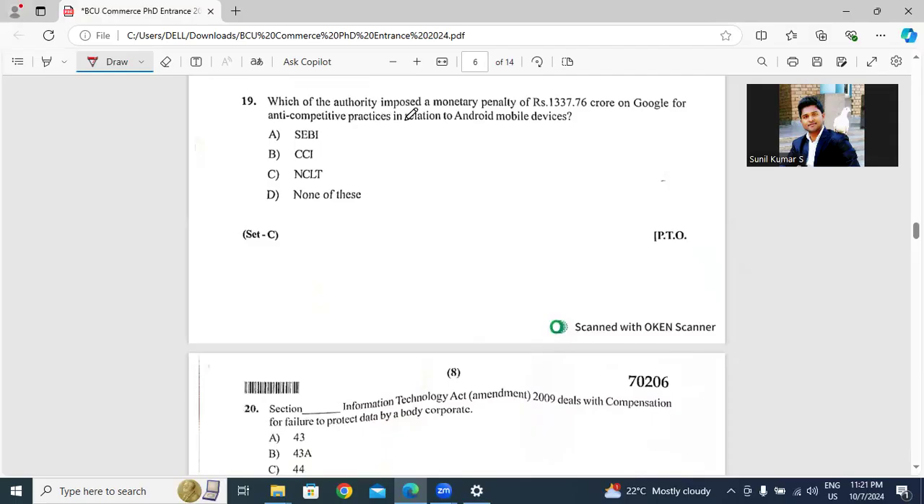And which of the authority imposed a monetary penalty of rupees 1,337.76 crores on Google for anti-competitive practices in relation to Android mobile service? The exact answer is CCI, Competition Commission of India. Even though NCLAT approved that, the answer is CCI.